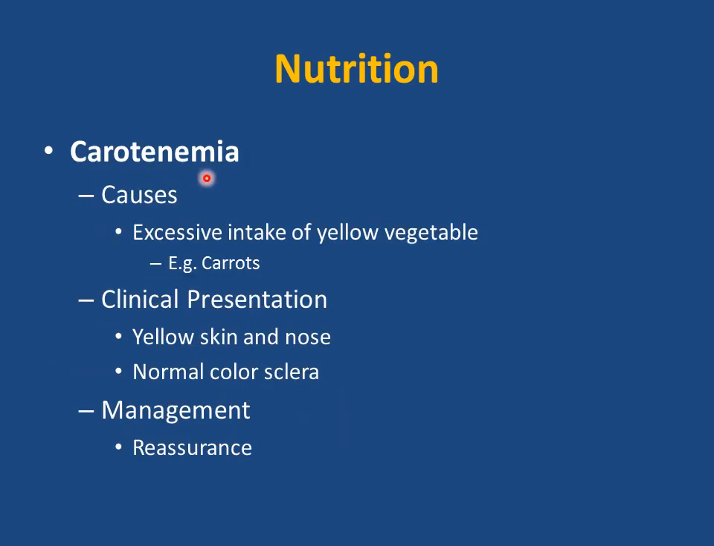Carotenemia. This is a simple condition that may present to you, so it's very important to know it. It is a benign condition because of excessive intake of yellow vegetables like carrots. In the clinical presentation, you will see yellow skin, especially the nose, and the eye or the sclera is normal. The management is just reassuring the parents that it is not jaundice.